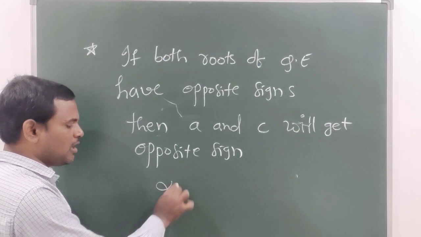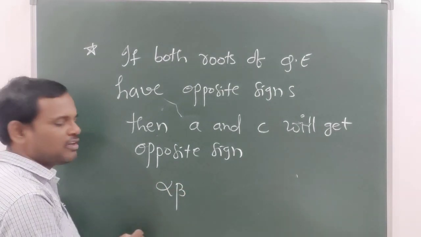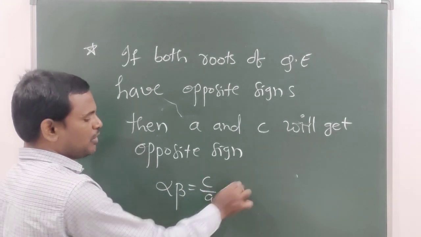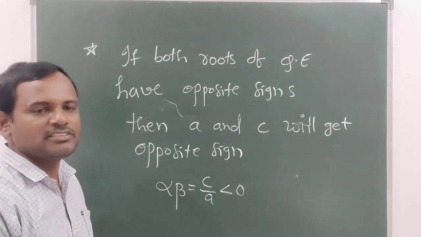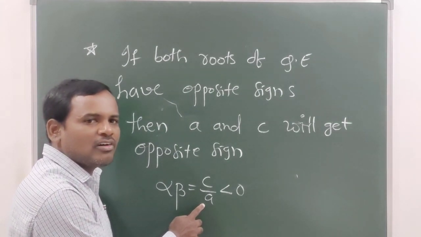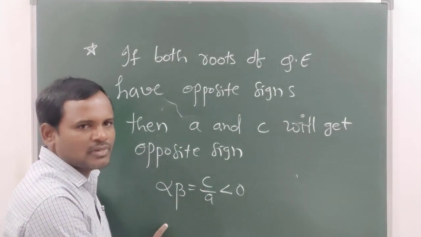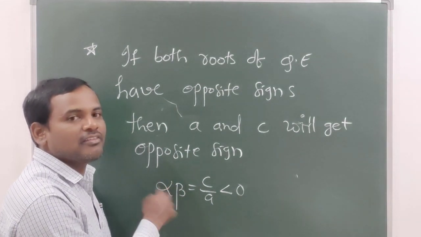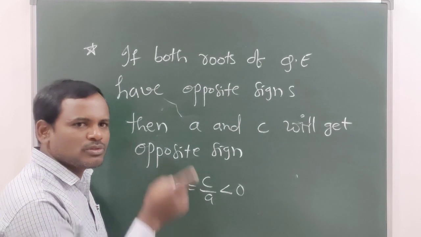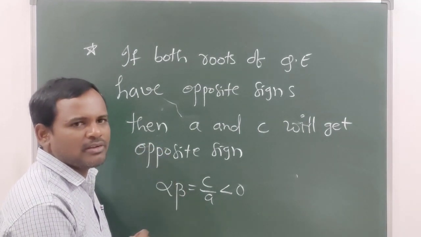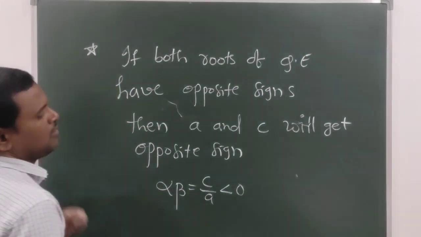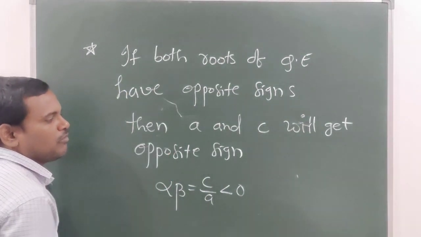So whenever you take opposite signs of alpha and beta, your product is negative. When do we get C by A is negative? Whenever C and A have opposite signs. But in this case, we cannot comment on the sign of B. So B may be positive or B may be negative. I hope you have understood this.